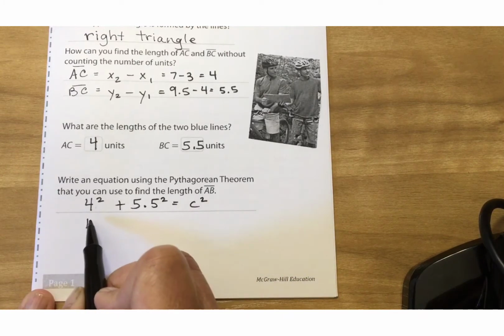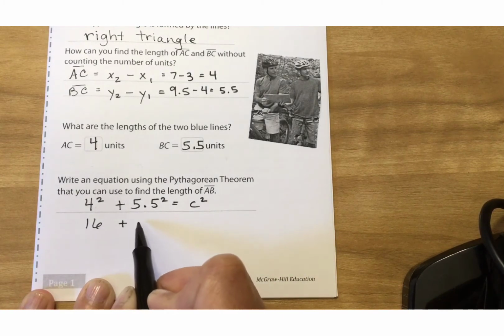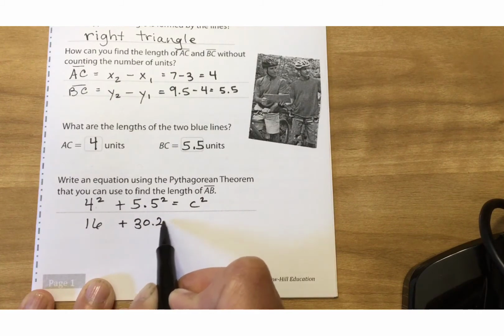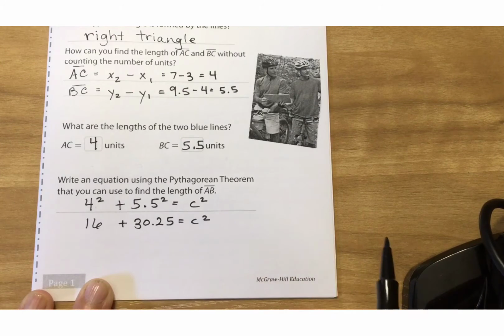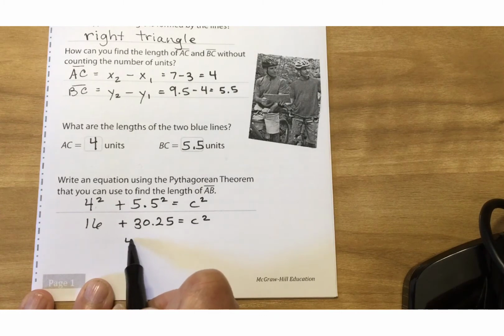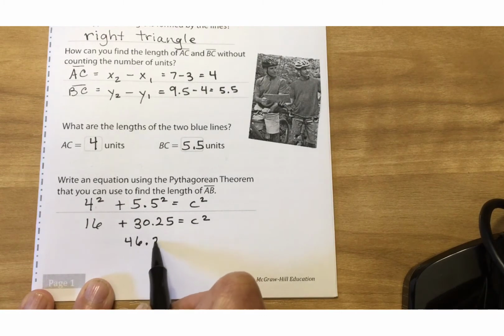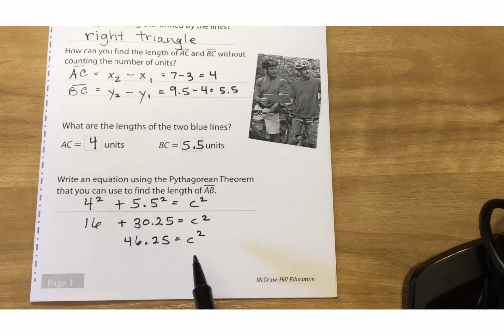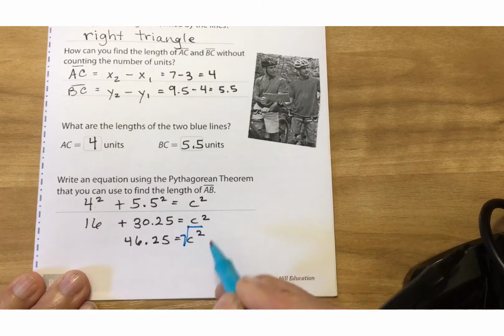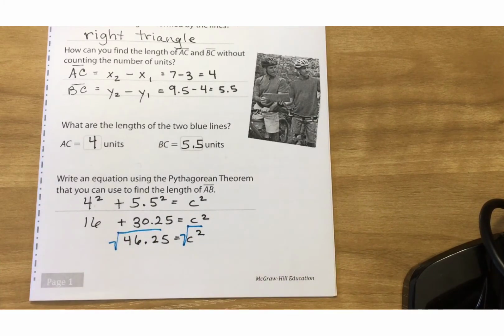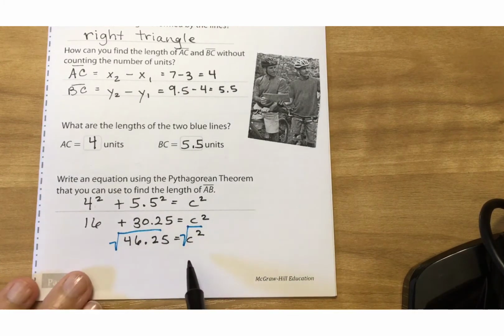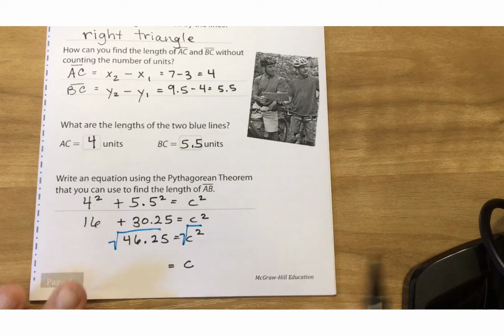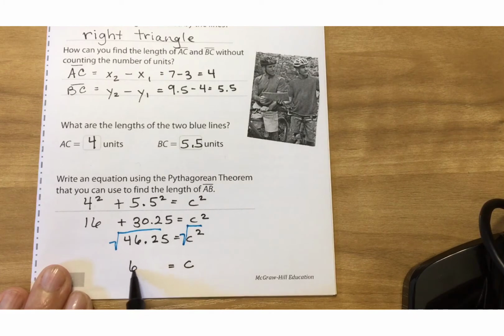So let's square the 4, square the 5.5, and then continue to simplify. So when we add these together, we get 46 and a quarter. And we want to get the C by itself, so remember we're going to use the inverse operation. The opposite of squaring a number is the square root of that number. So C is equal to, or really approximately, it rounds off to 6.8.